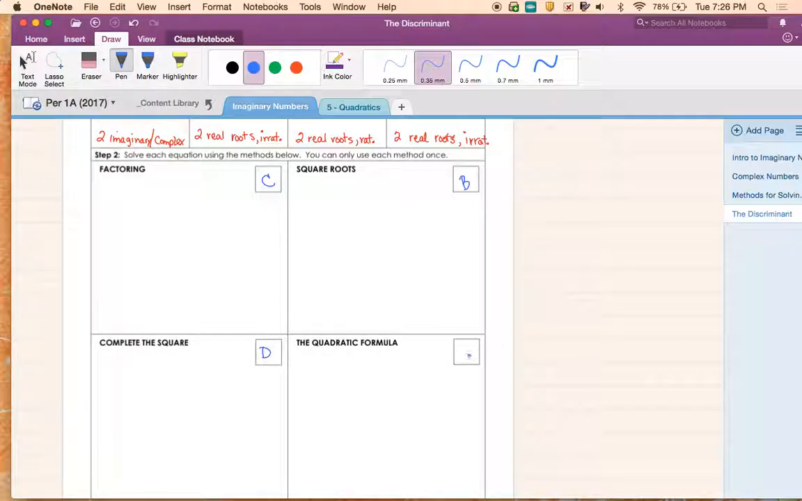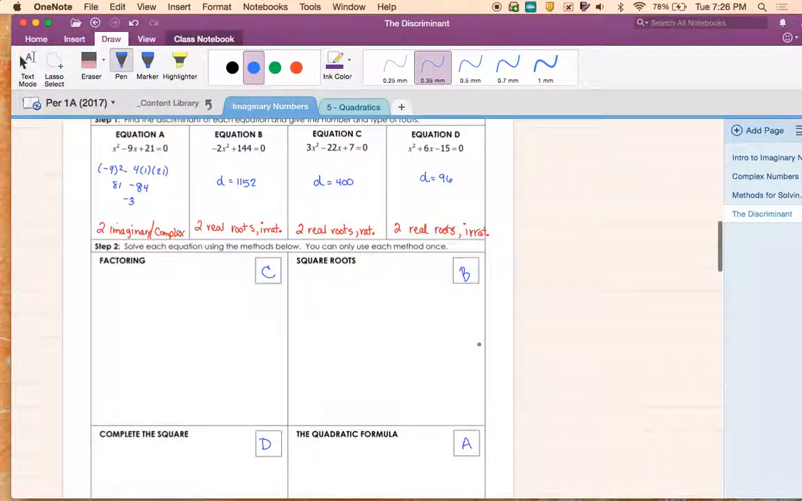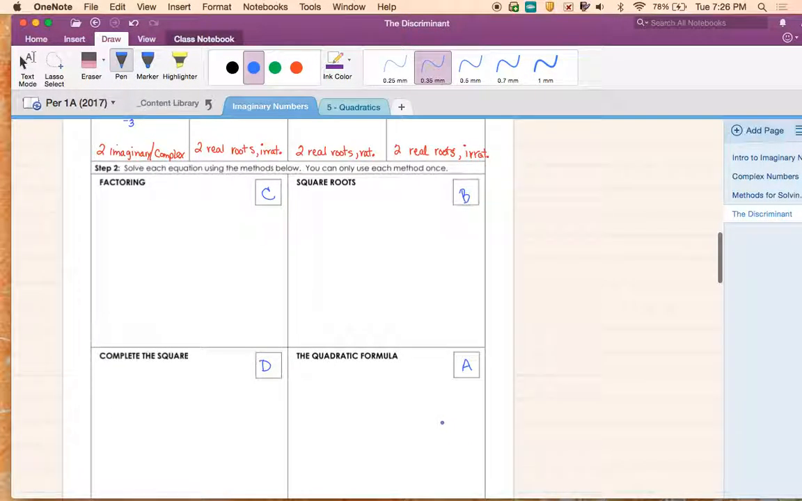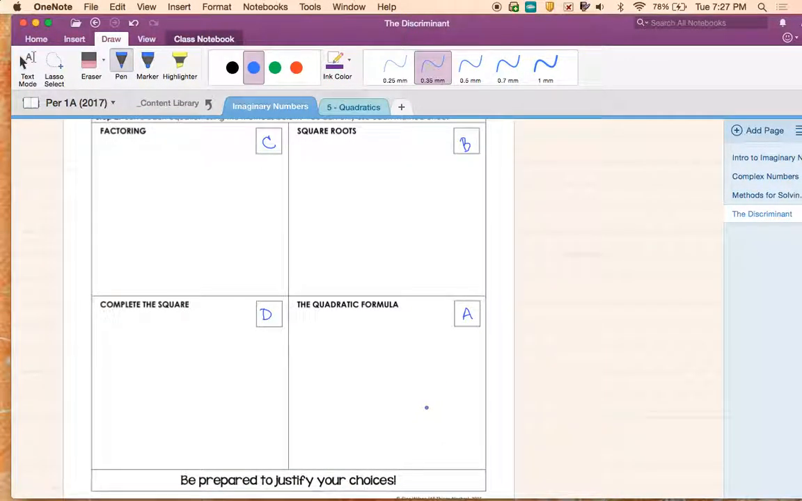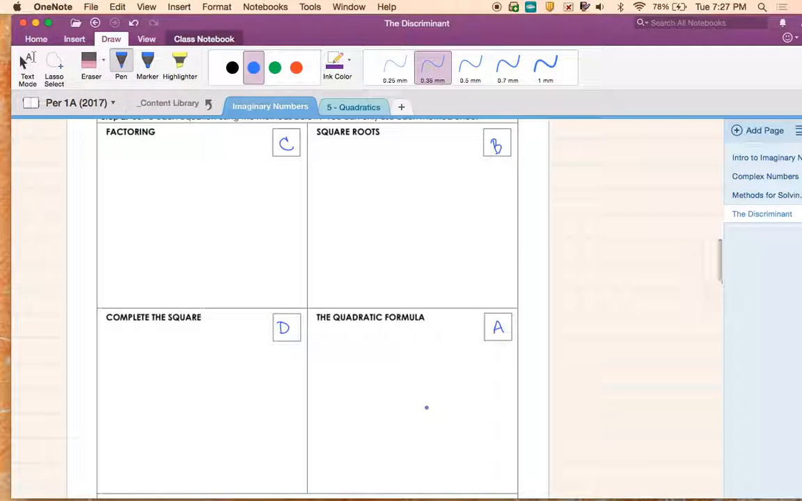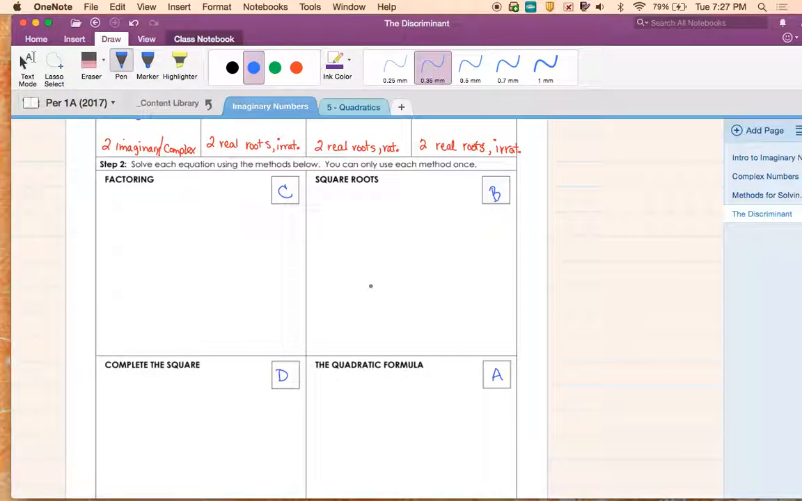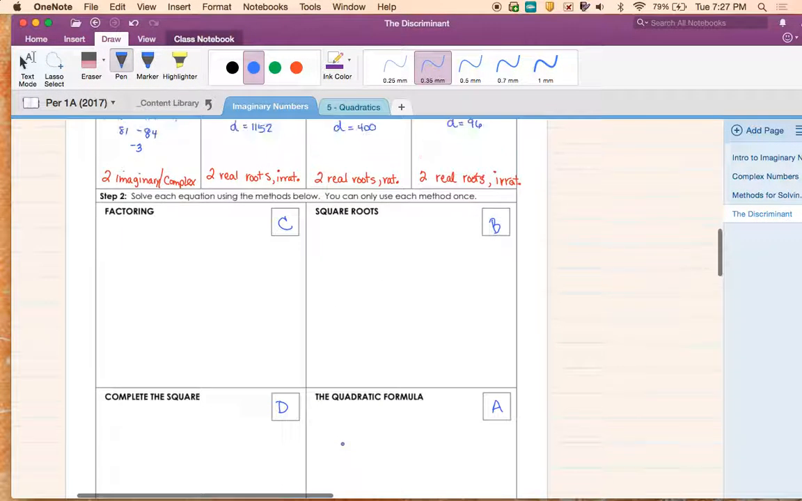And A will go right here for quadratic formula, because I know if I have 2 imaginary numbers, I'm going to have a square root in my answer. And if I can't take the square root, I'm going to have to use a quadratic formula. So that one goes there. So now I want you to pause the video and go ahead and solve each of these functions using those methods. Okay?